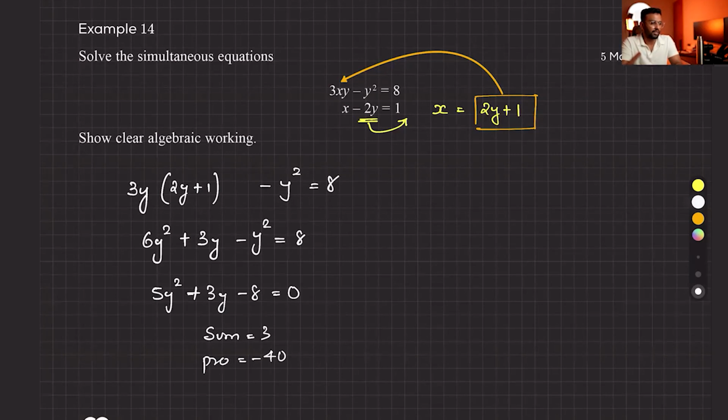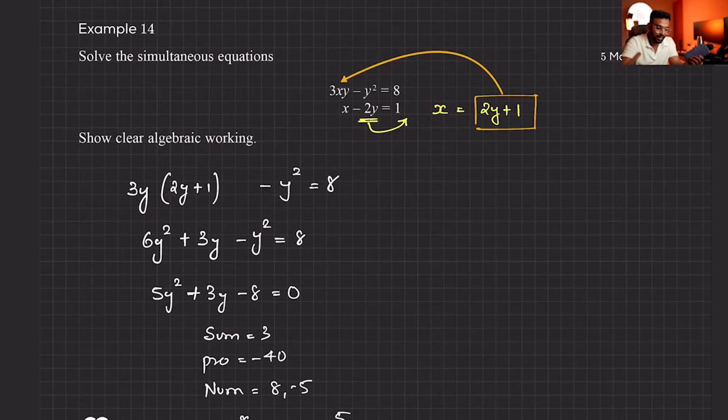I can't think. What are the numbers? 5 and 8. Oh yeah, absolutely. Numbers 8 and minus 5, isn't it? There we go. So this is a harder quadratic one. So we will take y is equal to minus 8 divided by 5, and y is equal to positive 5 divided by 5, which will simplify to 1.